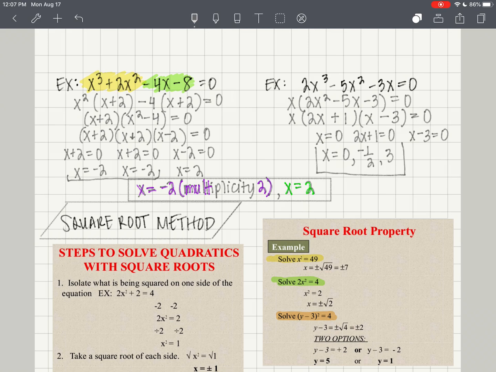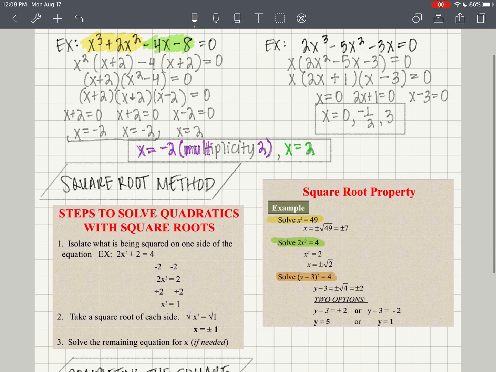And that's what I was attempting to do with the comma on the previous problem. It was just a little messy because of the order that I had written them in. But you can write your answers just like that. X equals 0, negative 1/2, and 3, just like you're listing your solutions.